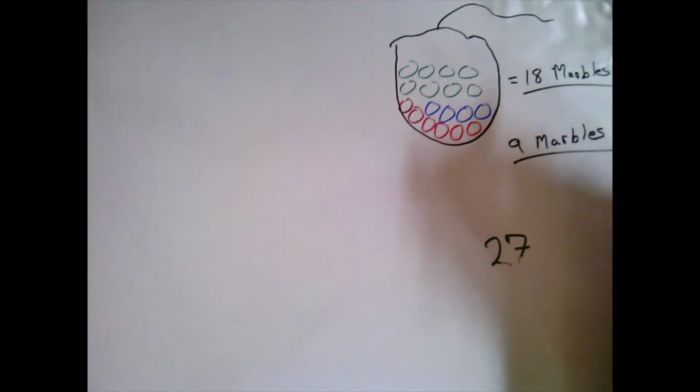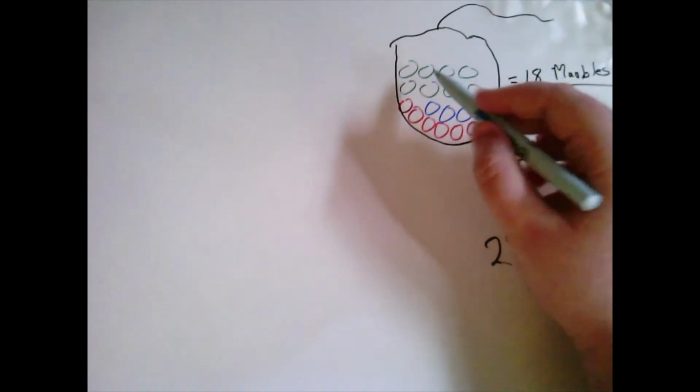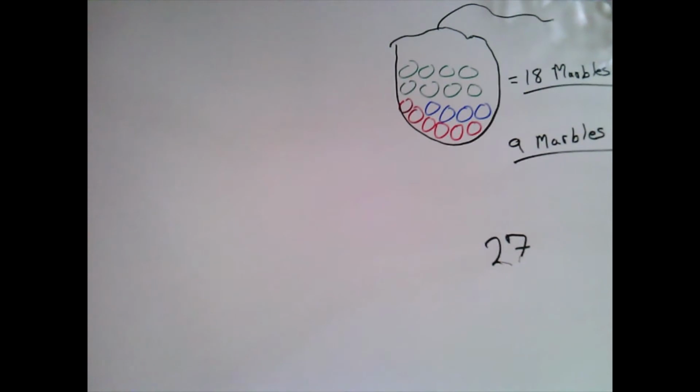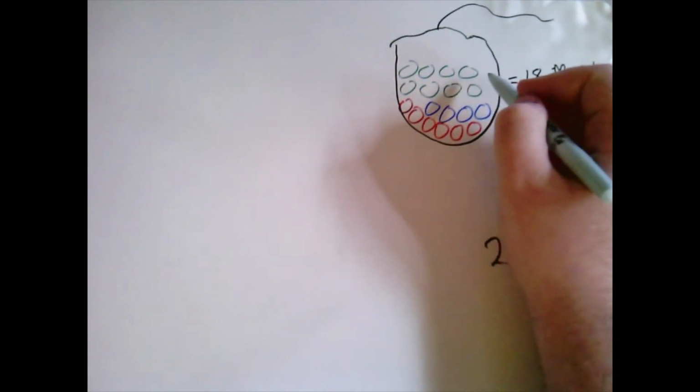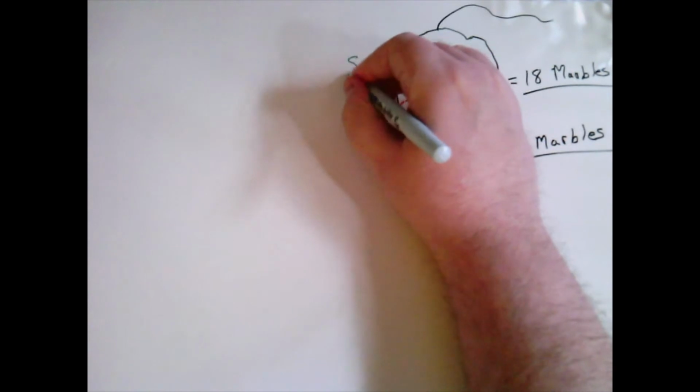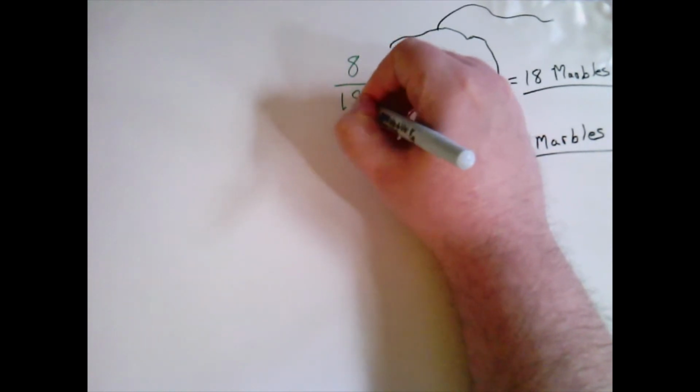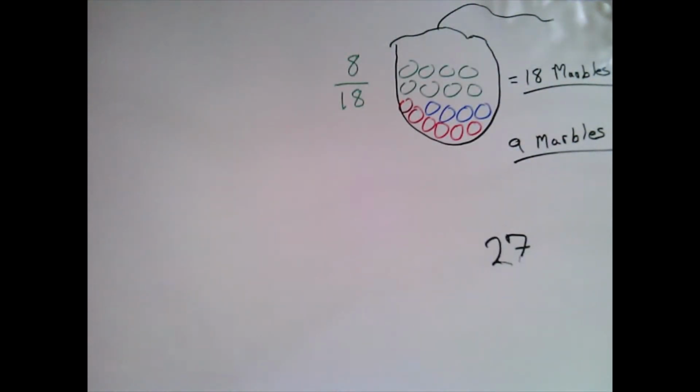All right. Well, what is the probability of selecting, let's say, a green marble? You reach in this bag, you shuffle your fingers around a little bit, and you pull out 1 marble. What's the chance that you're going to get a green one? Well, there are 8 marbles that are green out of a total of 18, so that's an 8 out of 18 chance for green.